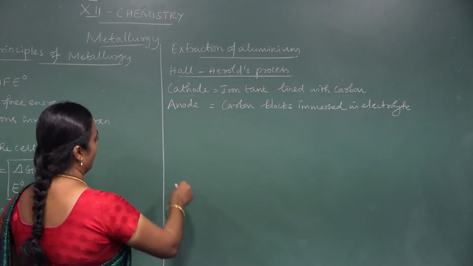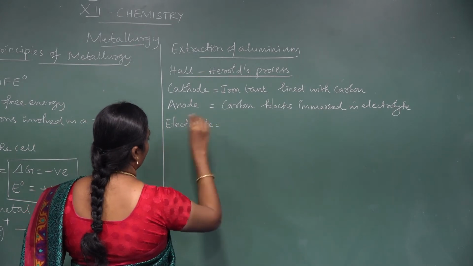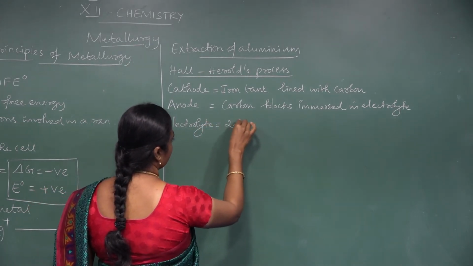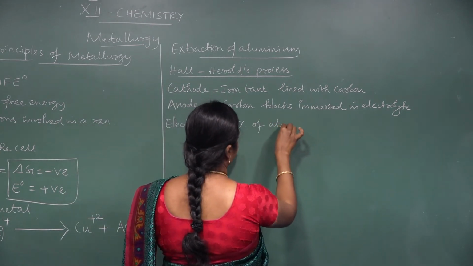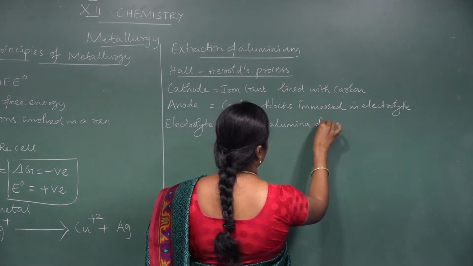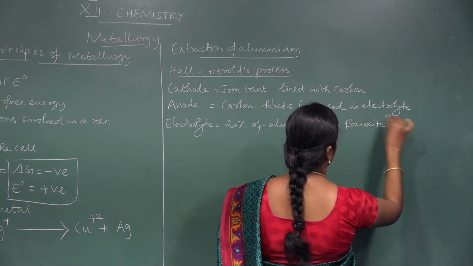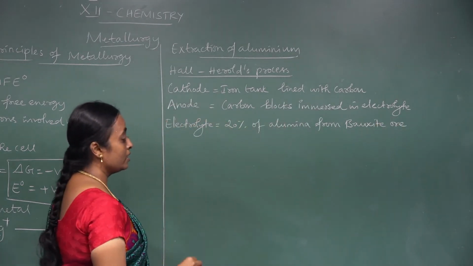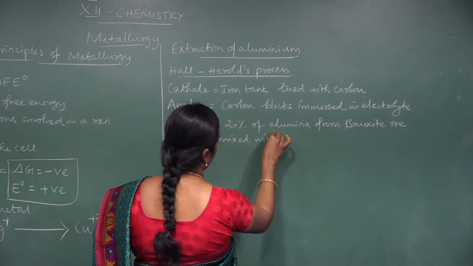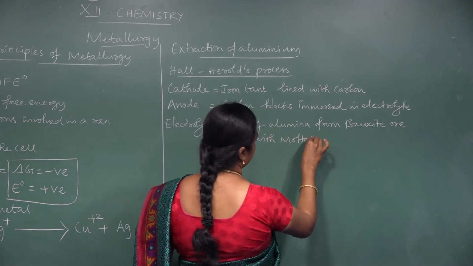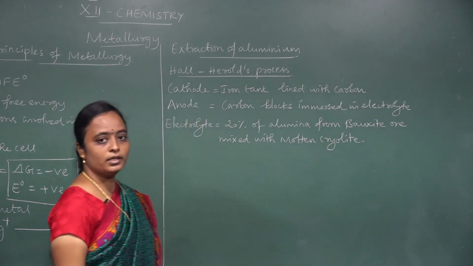Okay, and what you are going to consider as an electrolyte is, you can consider 20% of alumina from bauxite ore. Okay, 20% of alumina from bauxite ore, that has to be mixed with molten cryolite.